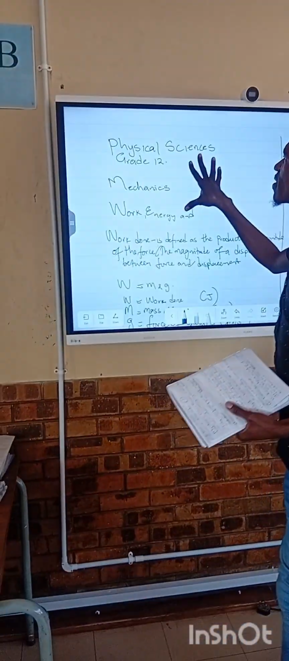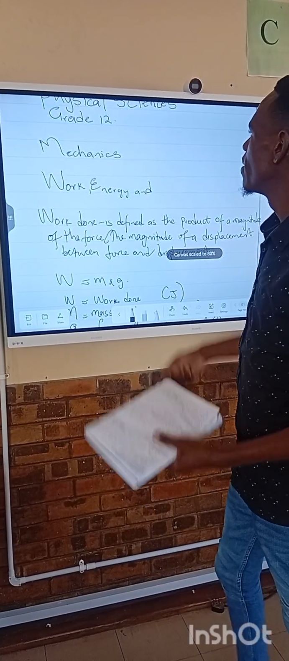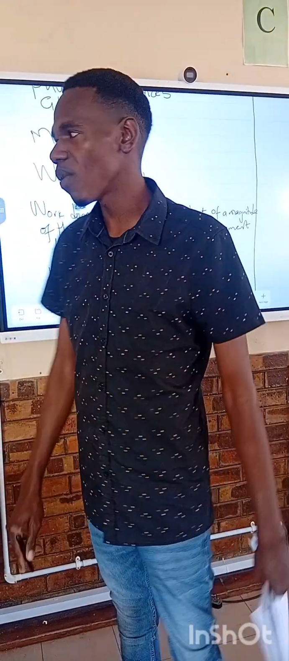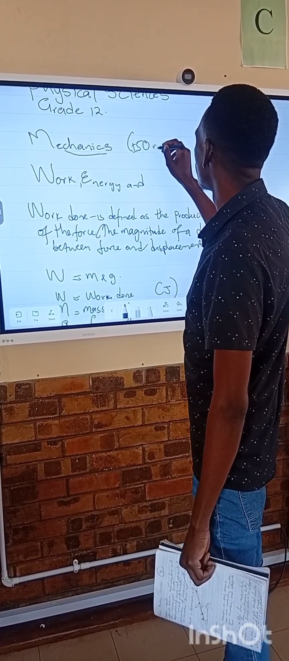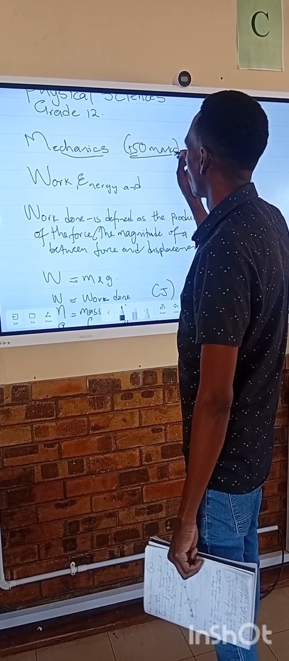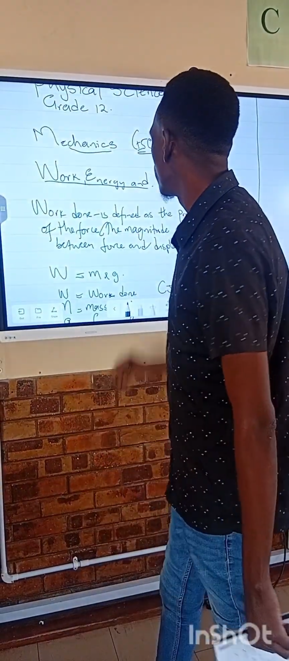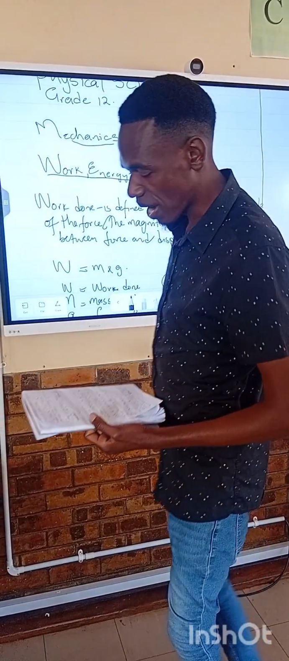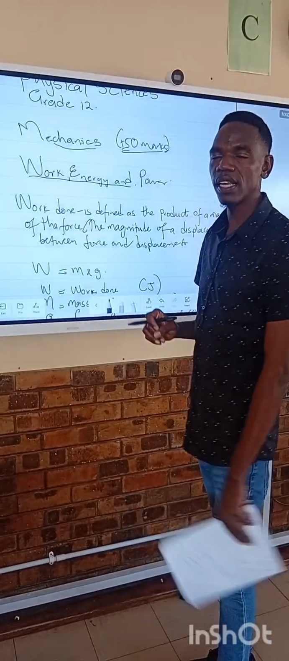Today we're going to be doing physical sciences, grade 12. We're only going to be focusing on the chapter of mechanics. Mechanics is divided into different aspects for our physics paper one, and in the exam it contains around plus or minus 50 marks. Today I'm going to be taking you through work, energy, and power. In work, energy, and power, we're going to be focusing on a few aspects of how work is done on an object.